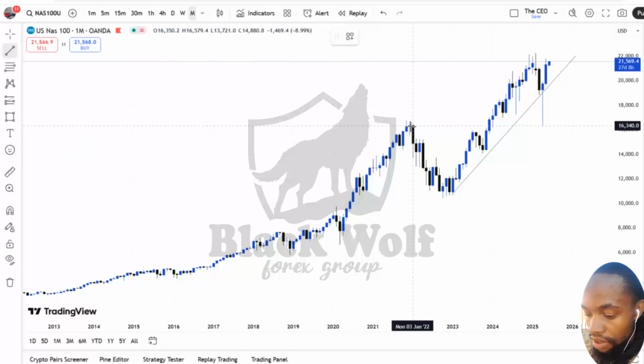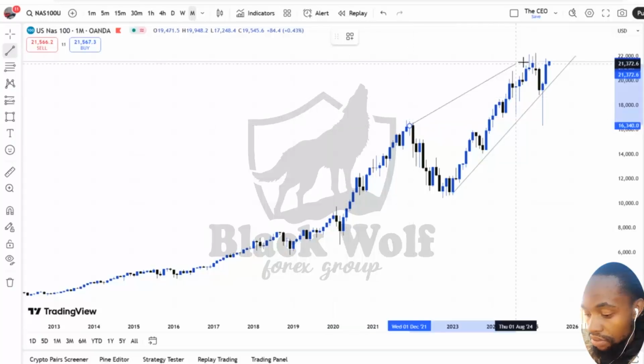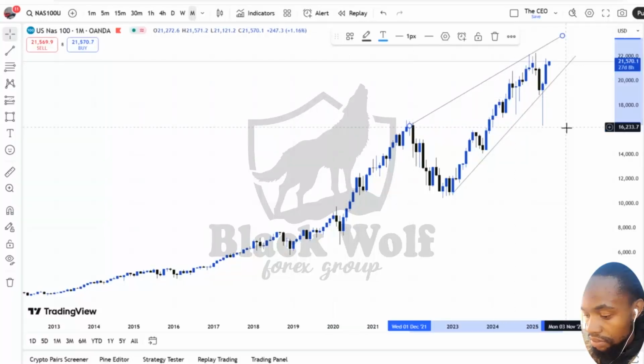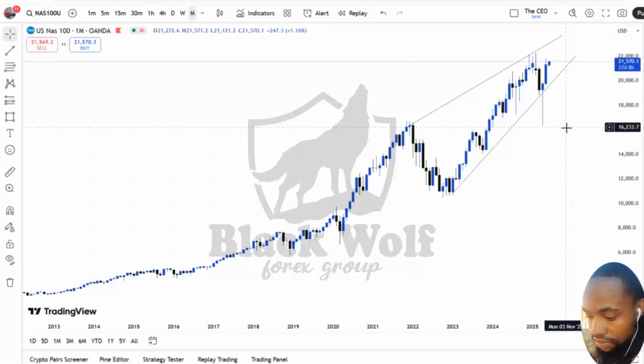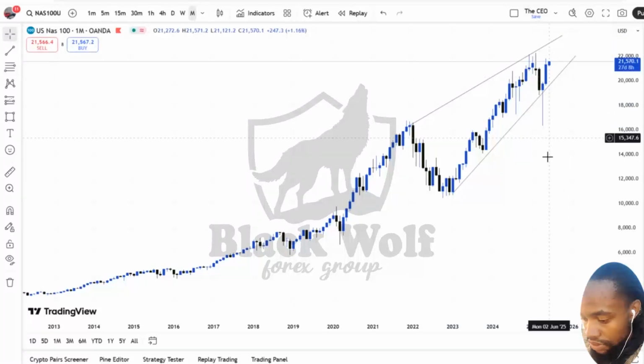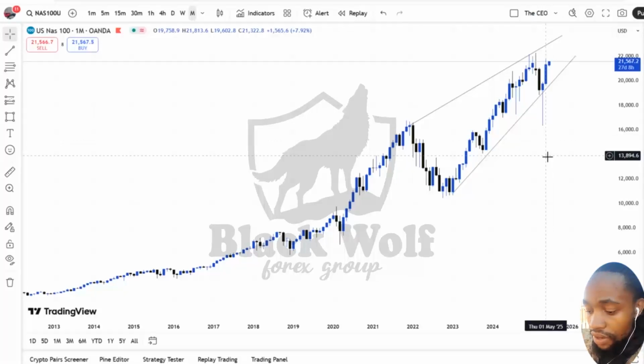Okay. I'm gonna put another one right here. Alright, so this is the structure that we have. For now, if you're holding a buy position, I advise just keep it like that. But if you don't have any open trade and you wanna go inside, I advise you only day trade it. Don't swing trade. Just go in and out.